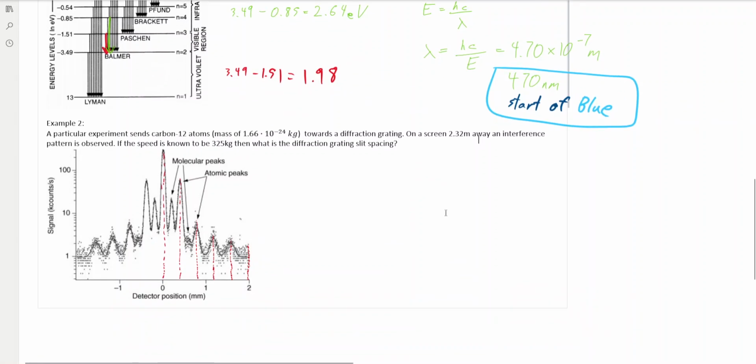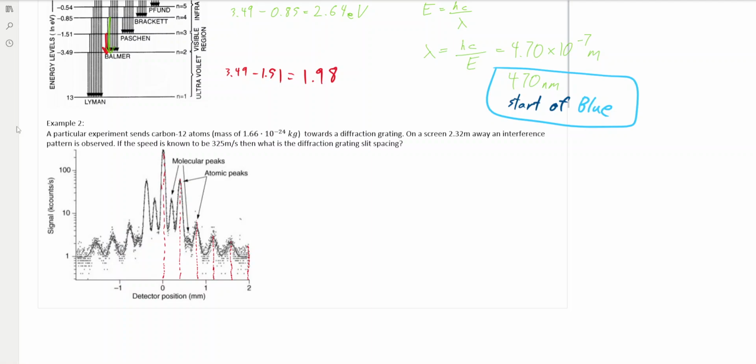Alright, so now let's try example 2. Example 2 says a particular experiment sends carbon-12 atoms, which tells you the mass, towards a diffraction grating. On a screen 2.32 meters away, an interference pattern is observed, which we can see in the graph here. If the speed is known to be, that's not a speed, 325 meters per second, what is the diffraction grating slit spacing?